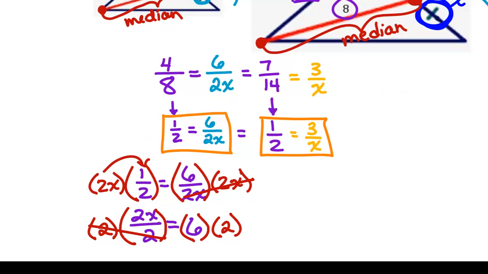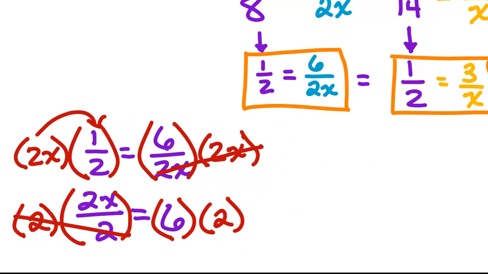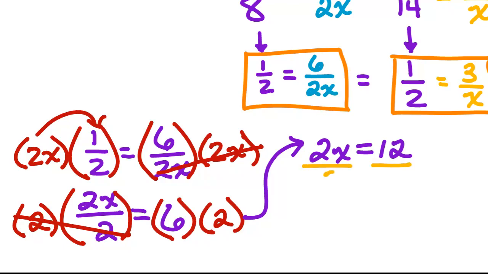What is 6 times 2? 12. I'm going to scoot my work over here. So I have 2x equals 12. And then we divide both sides by 2, because I want to get the x by itself. 12 divided by 2 is what? 6.